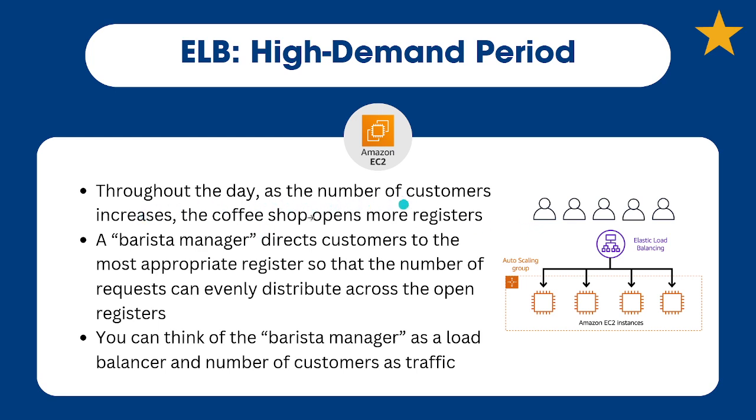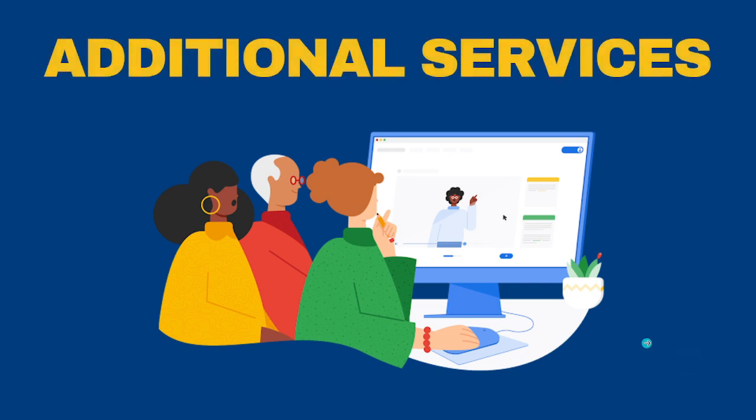So throughout the day, the number of customers increases, so the coffee shop's going to open more registers. Auto scaling already added more baristas. That was the staffing manager. So the barista manager is going to say, how much work is each barista going to do? It's going to direct customers to the most appropriate register so that the number of requests or work can be evenly distributed across the open registers. So again, the barista manager is the load balancer. It's going to decide how much computation each instance is going to do, and at the end of the day, it should be roughly the same across all of the running instances.